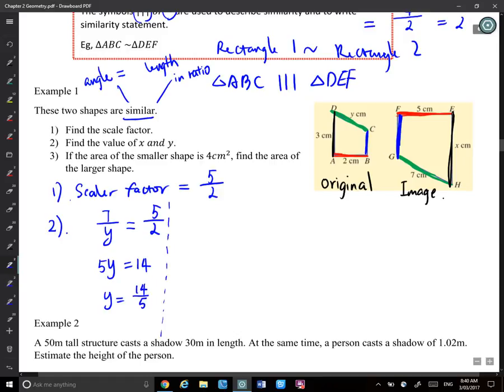And how should we find x? X is included in this black pair, so x/3 should give you the scalar factor, and the scalar factor is 5/2. That should give you 2x equals 15. X is 15/2.